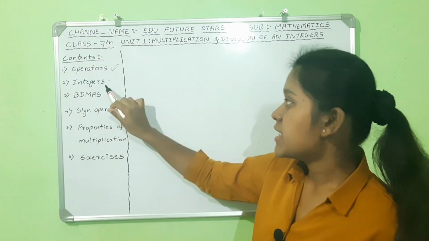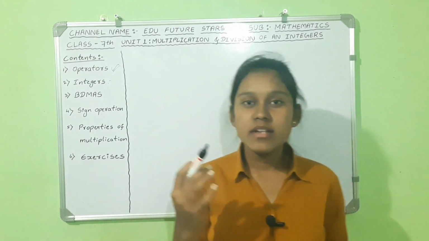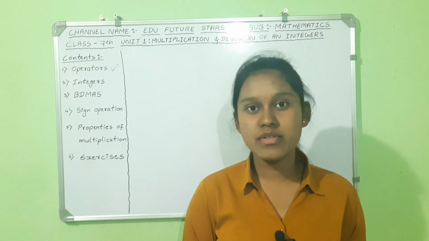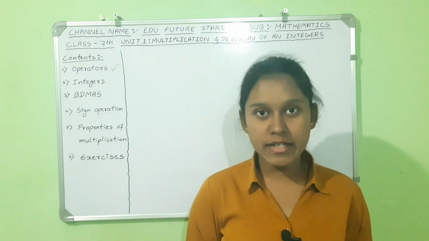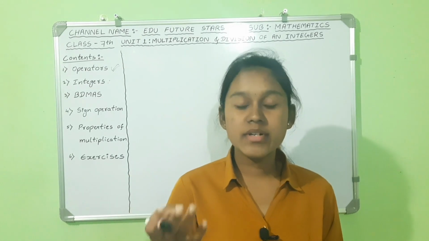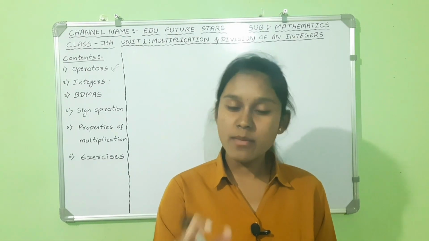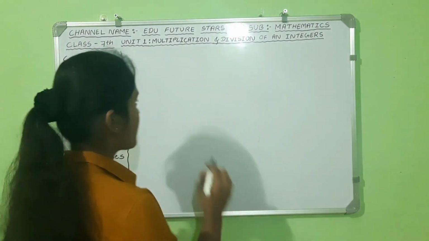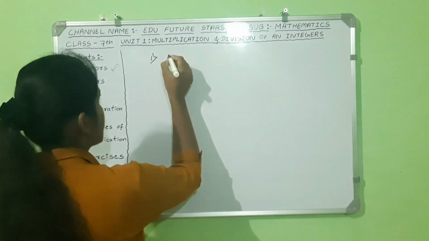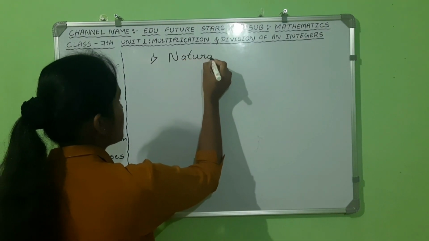Next is about integers. We already learned about natural numbers, whole numbers, integers, rational numbers. All these things we have already learned. Now I am going to teach the basics of whole numbers, natural numbers, integers, rational numbers. I'm going to show you now. First of all, we have natural numbers. So what are the natural numbers?